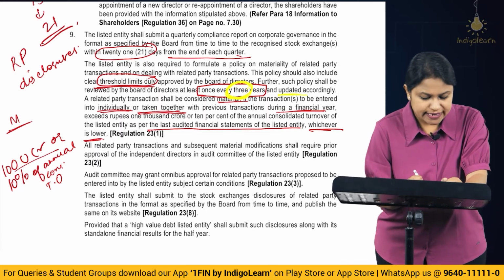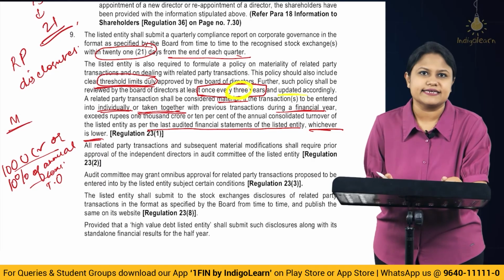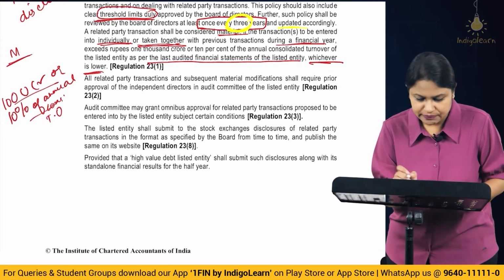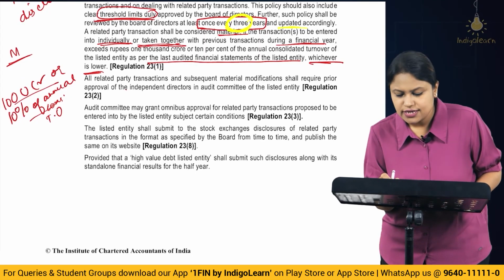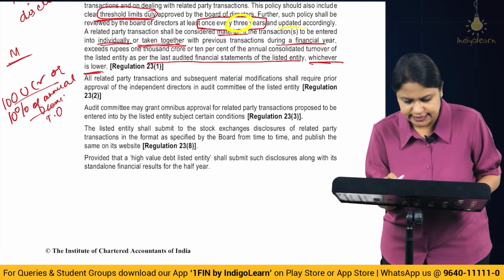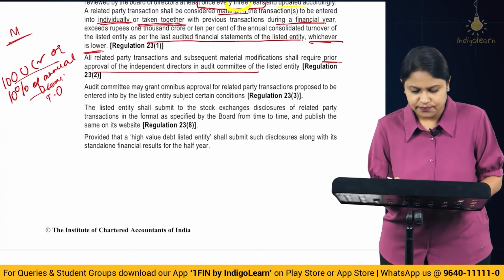So you have to compare these two. Whichever is lower, that will be considered the threshold of materiality. Very, very important, so this part you have to take into account properly. All related party transactions and subsequent material modifications shall require prior approval of the independent directors in the audit committee of the listed entities. So all of this will require a prior approval of the independent directors.